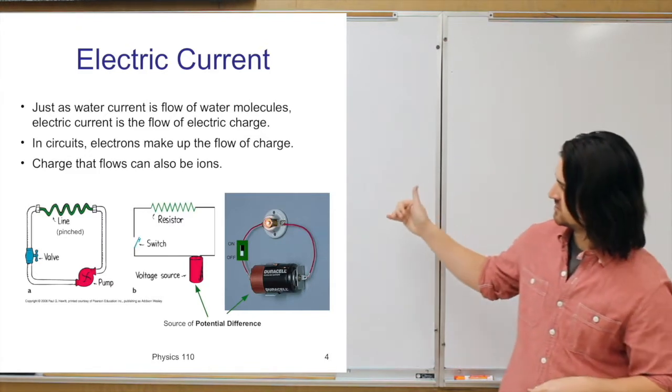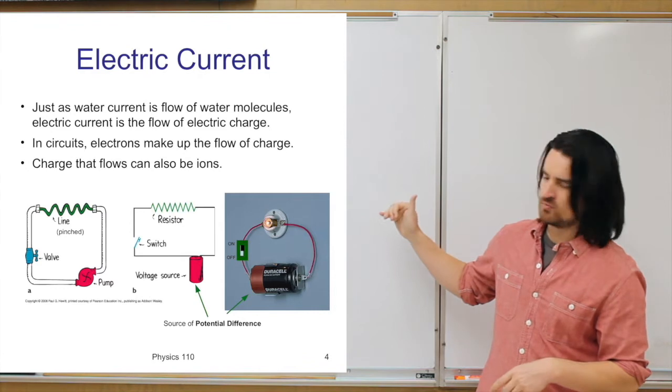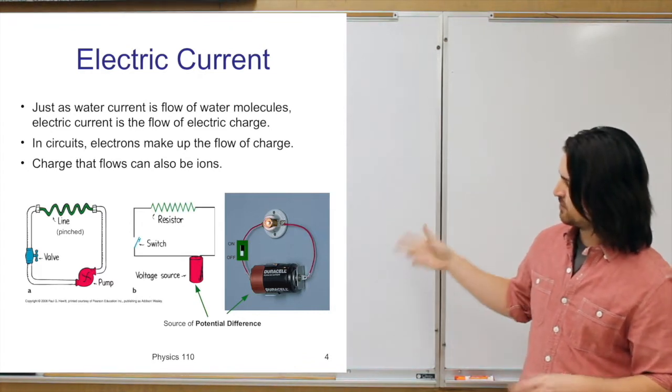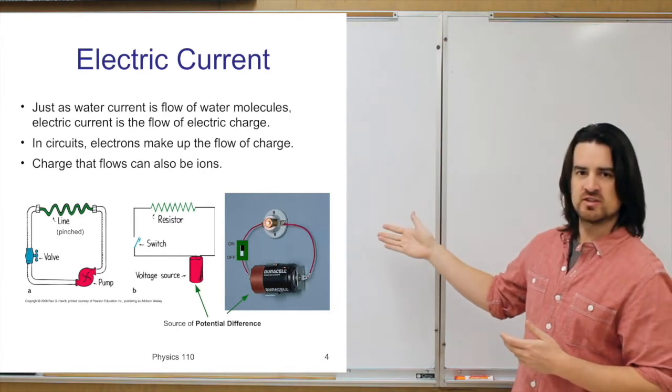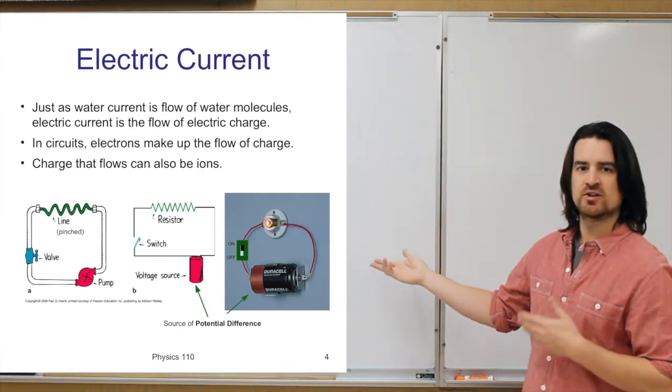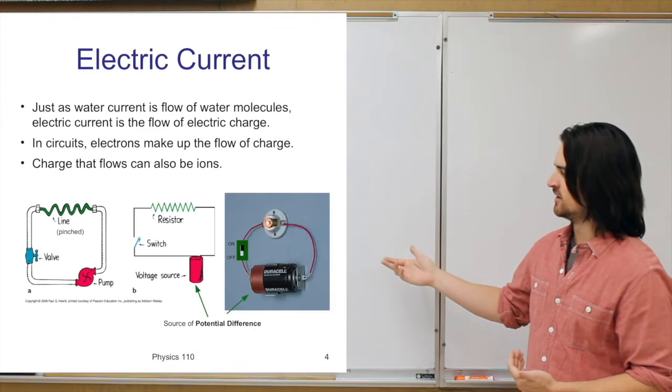And finally, we get to this almost real-life picture where you have a battery that's connected to a light bulb. So now we have a very simple circuit where the battery, again, is our potential difference source.